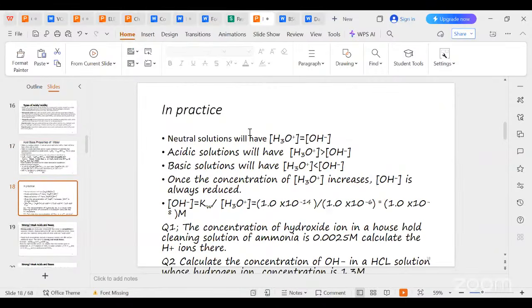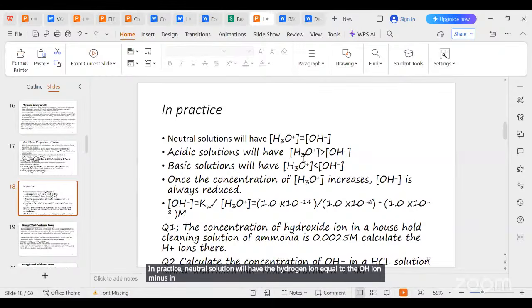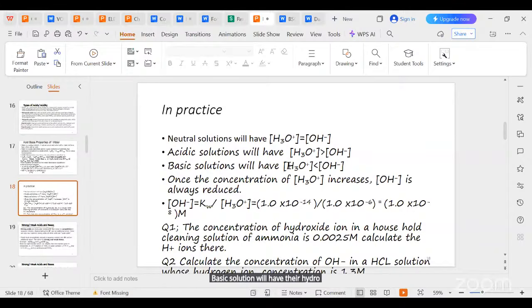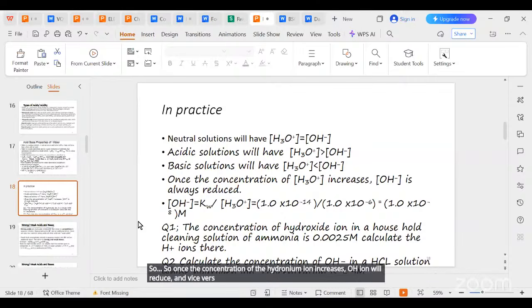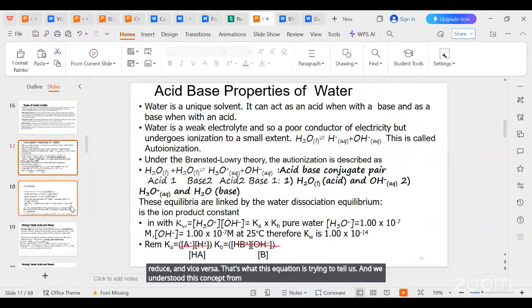In practice, a neutral solution will have the hydronium ion concentration equal to the hydroxide ion concentration. In acidic solution, the hydronium ions will be more than the hydroxide ions. Basic solution will have hydroxide ions more than the hydronium ions. So once the concentration of the hydronium ion increases, the OH ion will reduce, and vice versa. That's what this equation is trying to tell us. And we understood this concept from the Bronsted-Lowry theory.